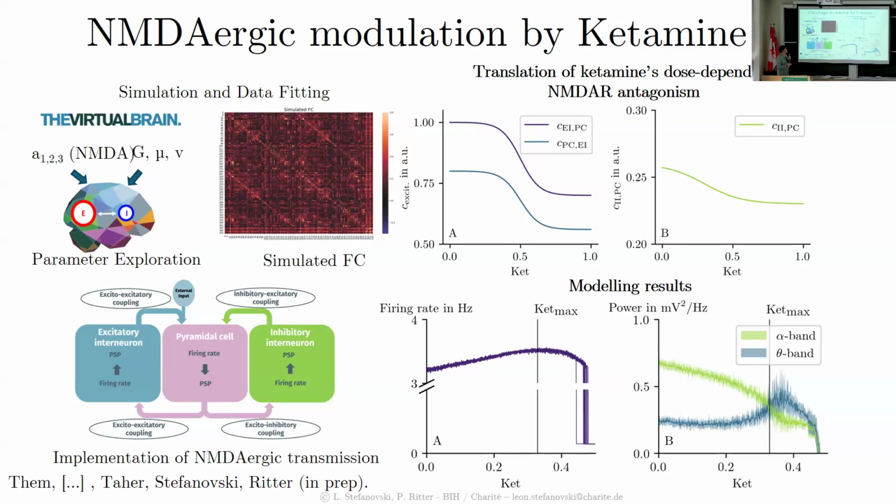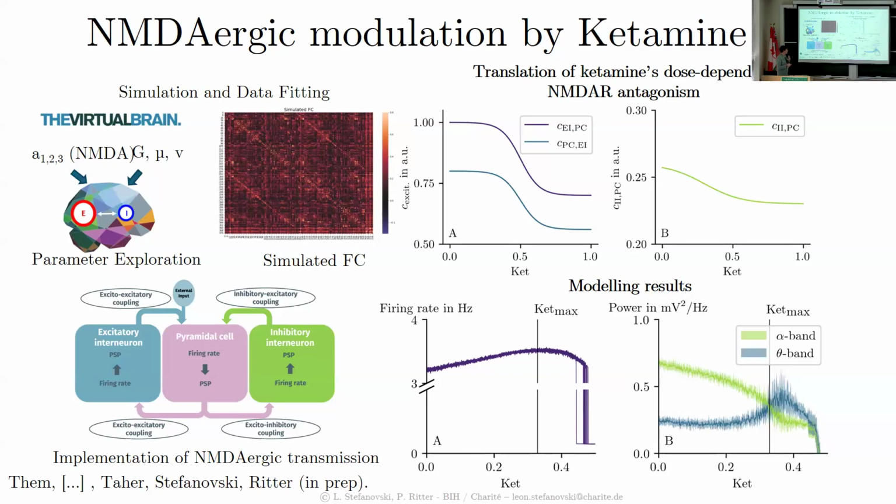And when we want to build the whole effects of NMDA antagonism, we have to keep in mind that NMDA receptors are not only on excitatory neurons, they are also on inhibitory neurons, and there are complex effects because they act anti-excitatory and pro-excitatory at the same time.